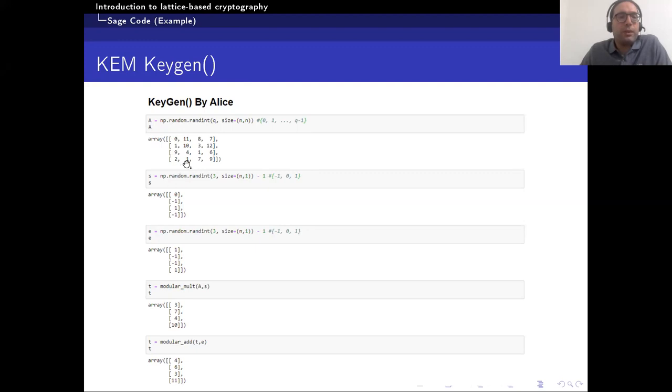Then she selects a random value for S with small coefficients, which are minus 1, 0, and 1. So it will be a vector of 4x1, because n is equal to 4 and k is equal to 1. She also needs to choose a random value for E with the same dimension. And then she has to compute A times S over the finite field of Q, which is equal to T, and then add the error to the results. So the matrix A and the vector T will be her public key, while S is the secret key of Alice.